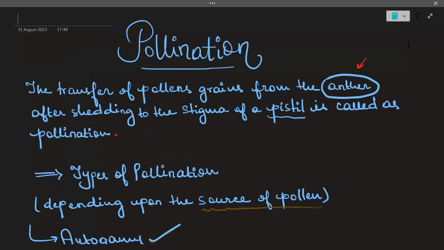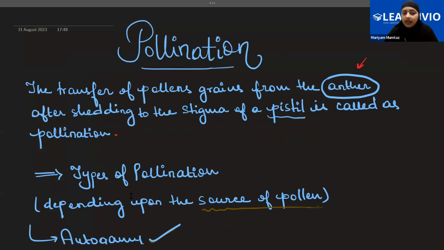Okay, is my screen visible, students? Yes, ma'am. Okay. All right, everyone, switch on your videos. Okay. So now we're going to start with pollination.